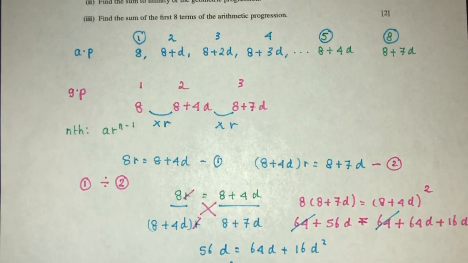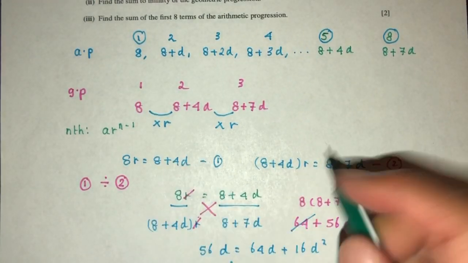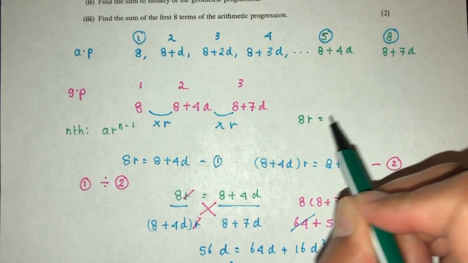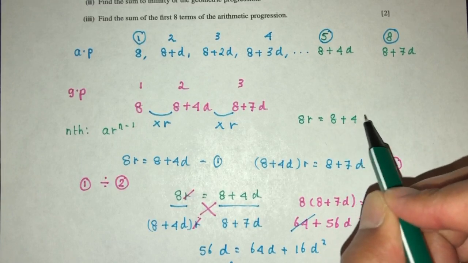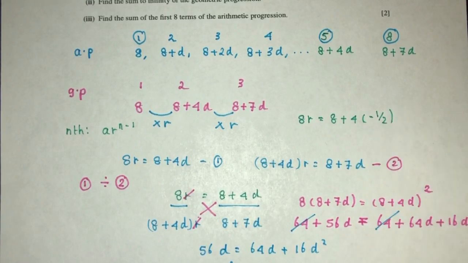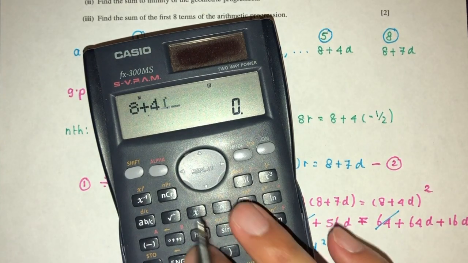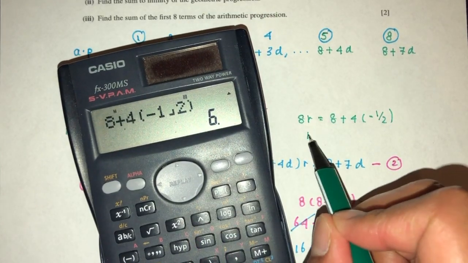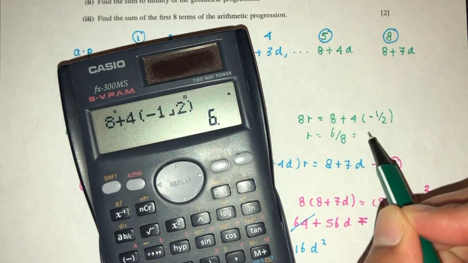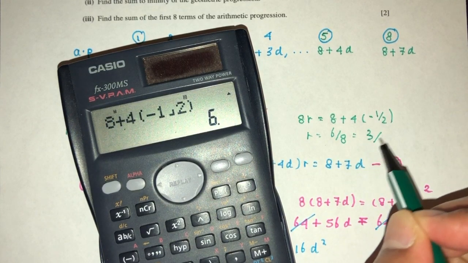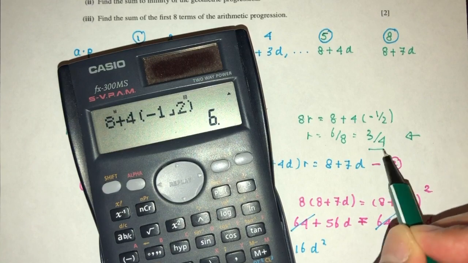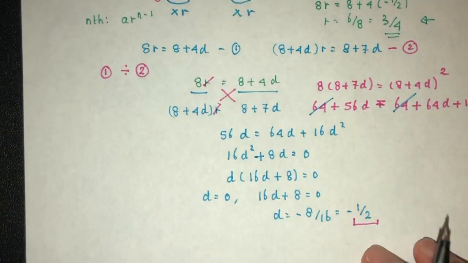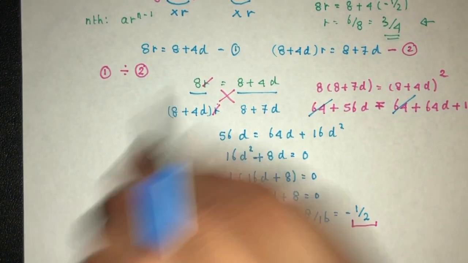We can go back and find the value of r, right? Replace back in here. 8 times r was 8 plus 4 times d. That was the value. 8 plus 4 times minus half. That should be 6. So r will be 6 divided by 8. That is 3 over 4. This is shown as required, and we have found the value of d as well. Okay, good. Part 1 done.